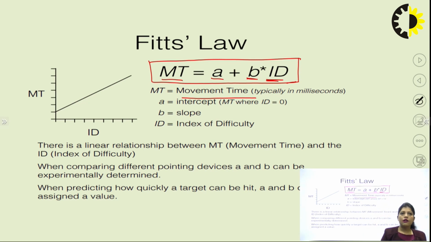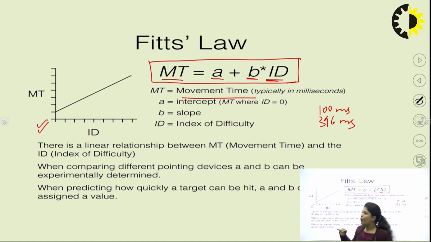So in this, MT, movement time, is typically given in milliseconds. The time can be like 396 milliseconds, 100 milliseconds. It is the time it will take to move the cursor to the object, and A is the intercept and B is the slope and ID is the index of difficulty. So this is the graph of Fitts law. In this, this is the index of difficulty, and here this is the movement time, and this is the slope which we use in Fitts law.